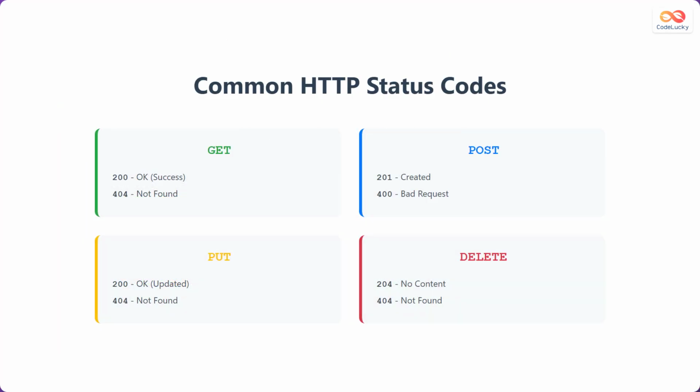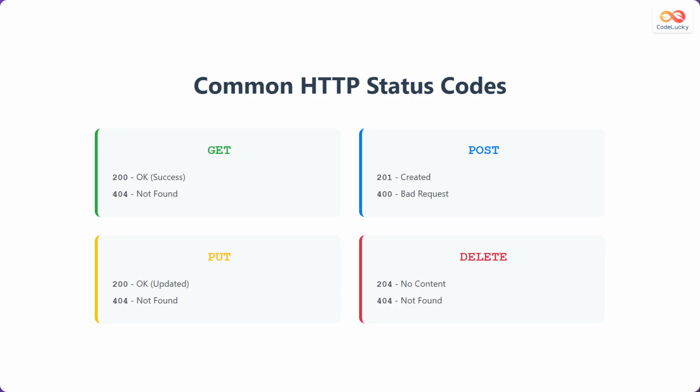HTTP status codes are essential for communicating the outcome of a request to the client. Let's explore some common status codes for each HTTP method. For the get method, a status code of 200 OK indicates a successful retrieval, while a status code of 404 not found indicates that the requested resource was not found. For the post method, a status code of 201 created indicates that a new resource was successfully created, while a status code of 400 bad request indicates that the server could not understand the request due to invalid syntax.